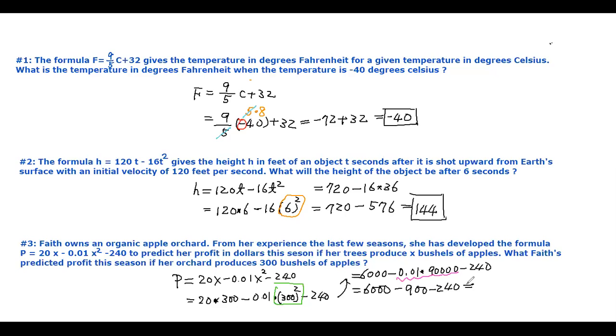So 6,000 minus 900 is 5,100. Then minus 240, right? Okay, so what do we have? We have 4,860. That means her profit will be about $4,860.